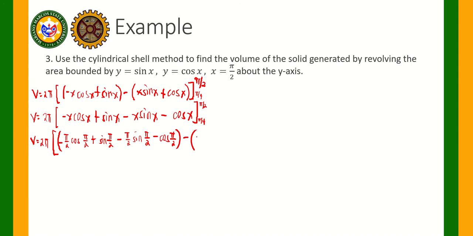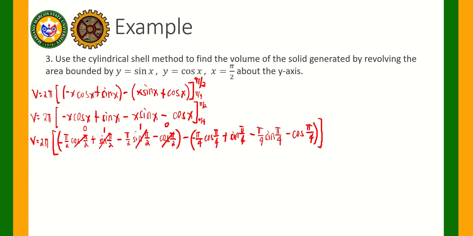Minus our lower limit, that is negative pi over 4 cosine pi over 4 plus sine pi over 4 minus pi over 4 sine pi over 4 minus cosine pi over 4. Okay. So, yung cosine pi over 2 natin is equal to 0. Take note, dapat naka-radians yung calculator ninyo. Sine pi over 2 is equal to 1, and then cosine pi over 2 is equal to 0.